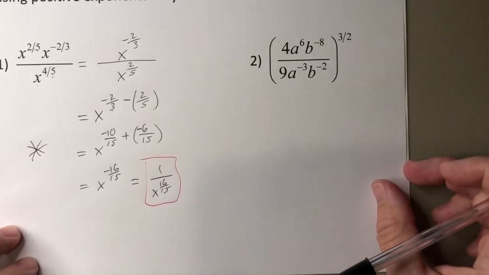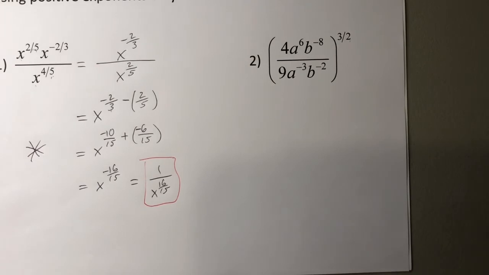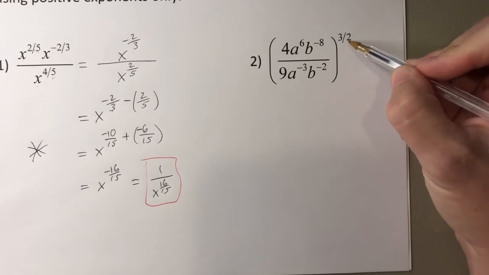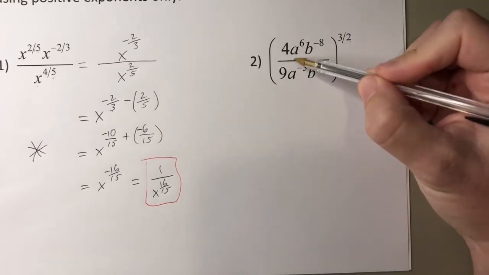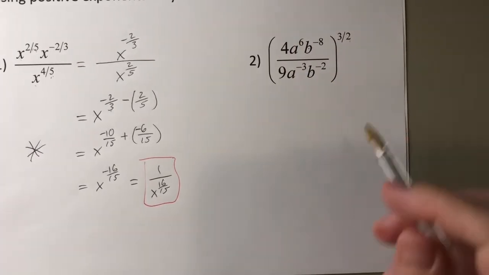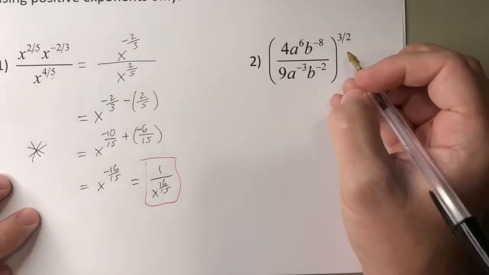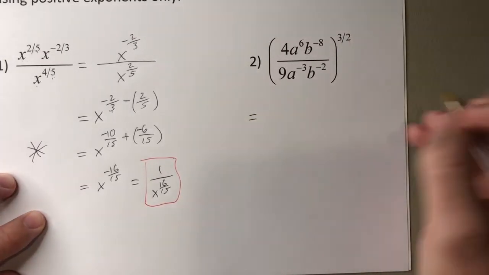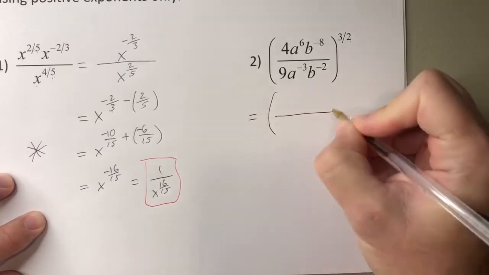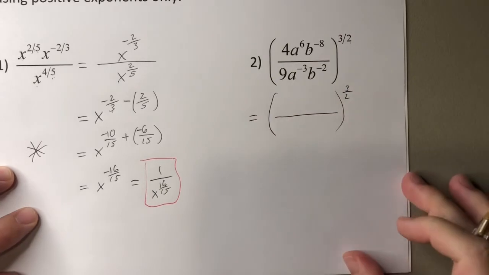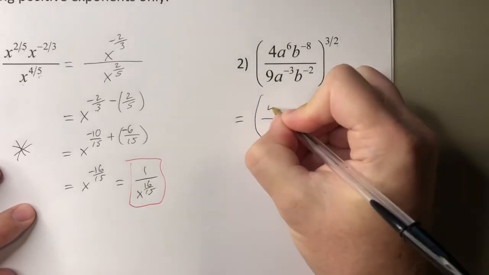Okay, so moving on to number 2. Well, I'm not going to mess with this 3/2 in the exponent position right now. I'm going to identify, oh, I'm dividing like bases within the parentheses. So I can go ahead and do that since it's all inside the parentheses. I don't have to worry about this exponent just yet. So here's what I'm going to do. I'm going to keep the parentheses intact here. Keep the 3/2 the same. And I'm going to keep the 4 there and the 9 there.